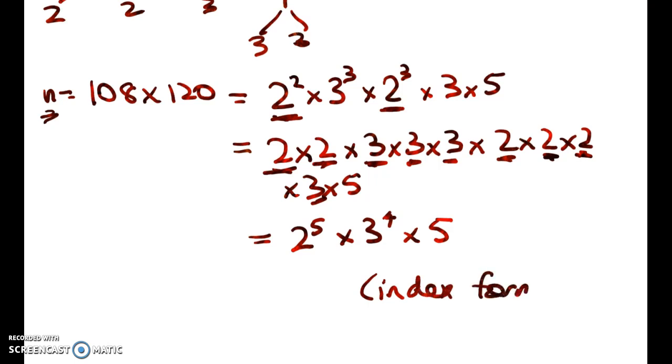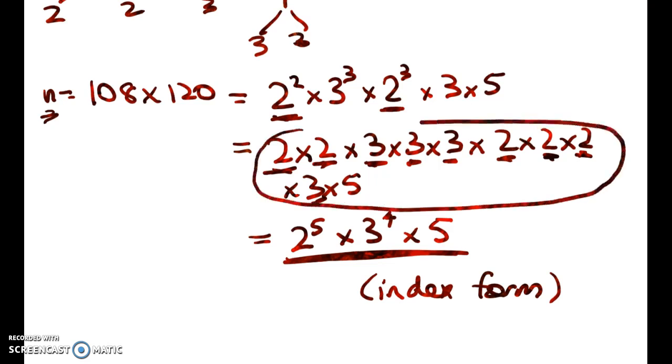So just to be clear what index form means, it's the final version that we go to after we've done this one. So this one is still writing it as the product of its prime factors. It's just longer and a bit messier. This is our favorite version in most situations.